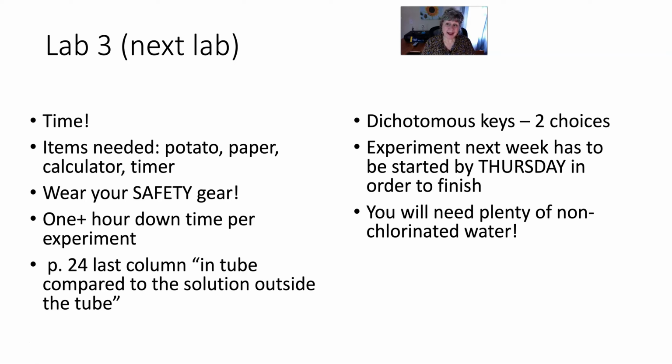Week 4 experiment has to be started by Thursday in order to germinate the peas that you need to do the experiment with. Okay? And you have to germinate the peas with distilled water or filtered water or water in a water bottle. You cannot use water out of a tap. If you do, and that is chlorinated water, you will kill the peas, and that's the end of your experiment. So make sure you use non-chlorinated water and set yourself aside time before Thursday to get those peas started.